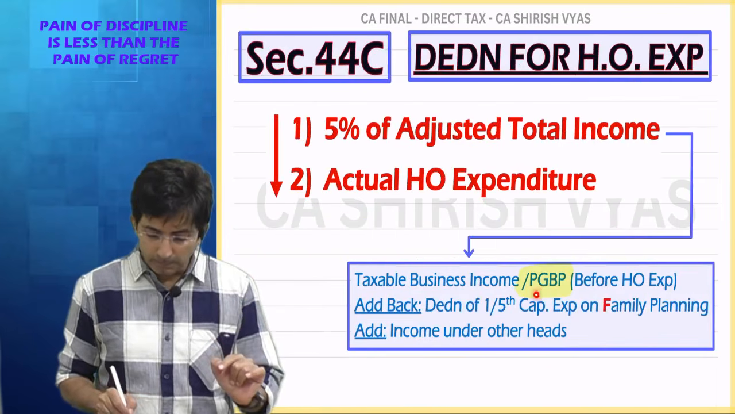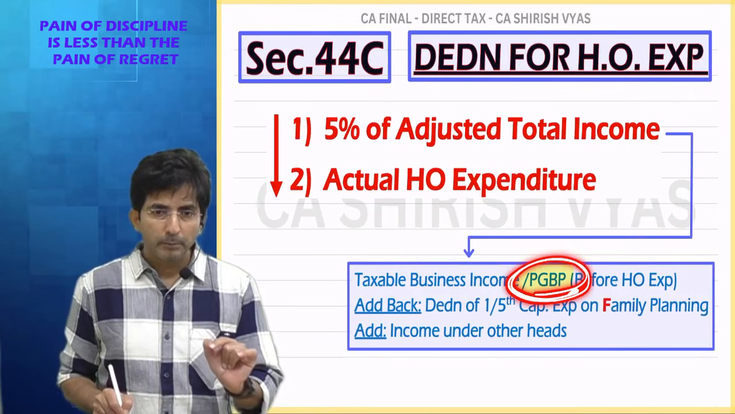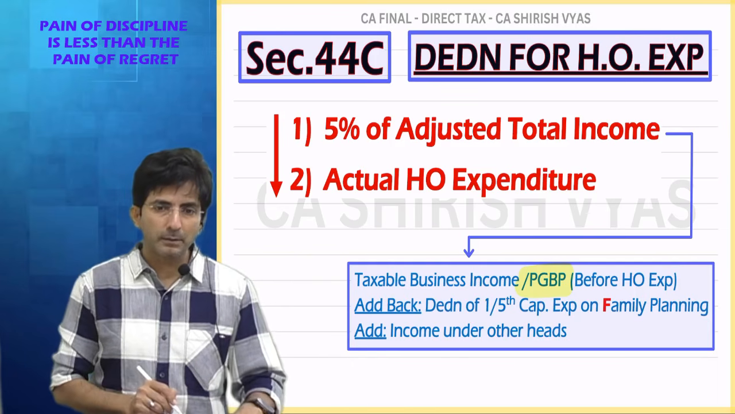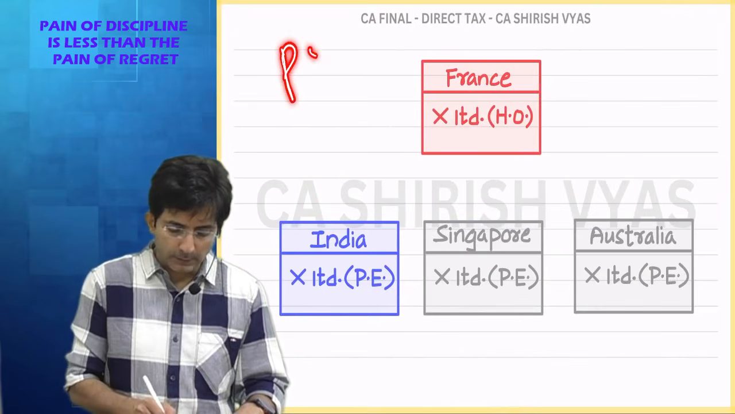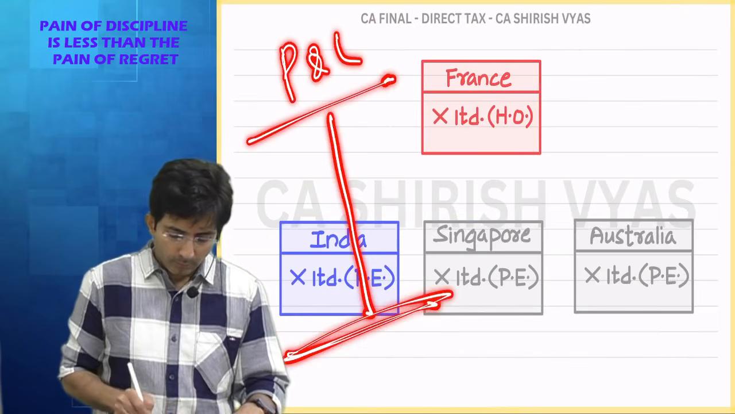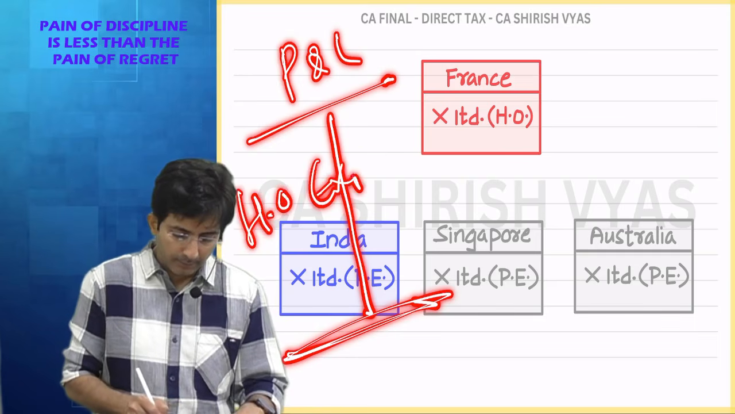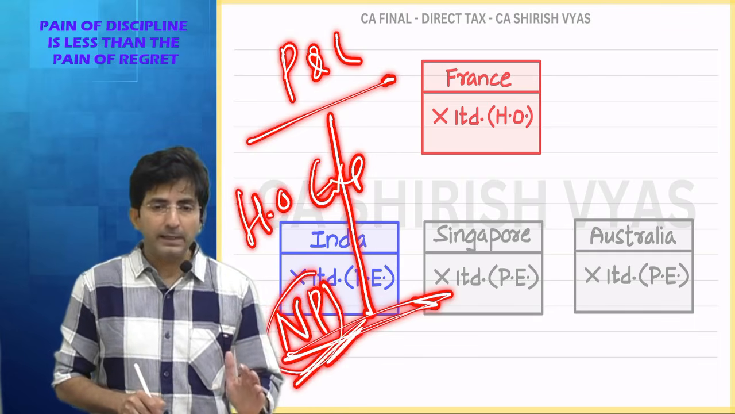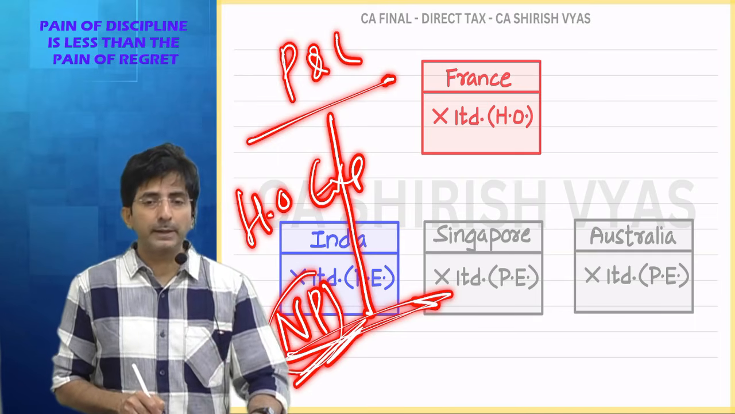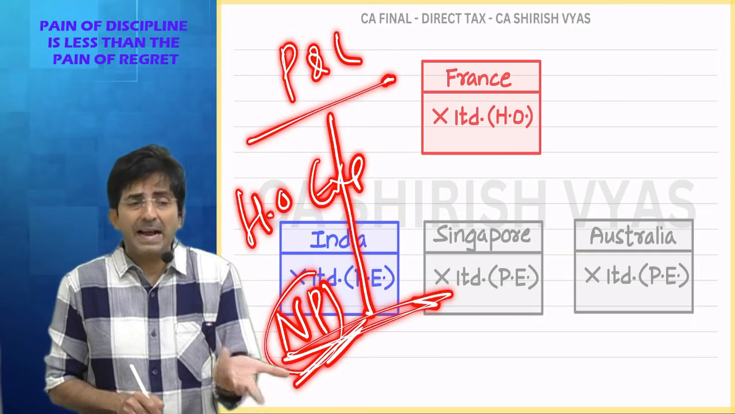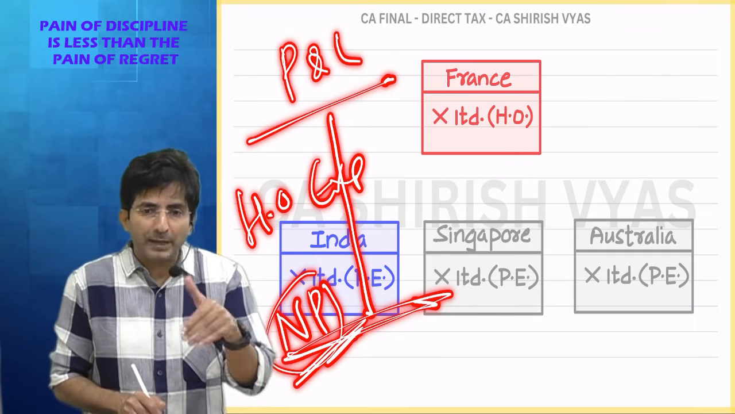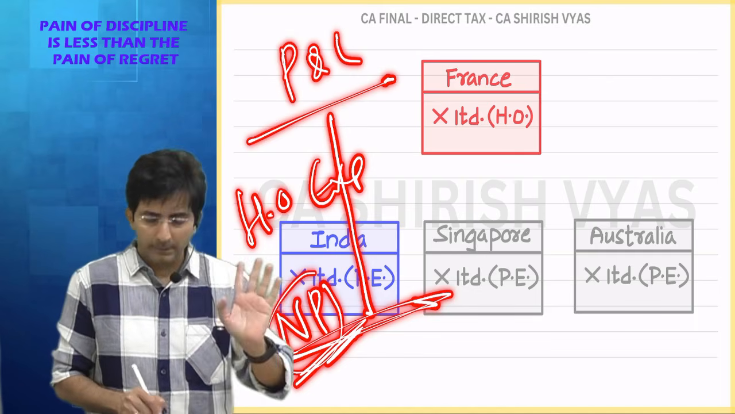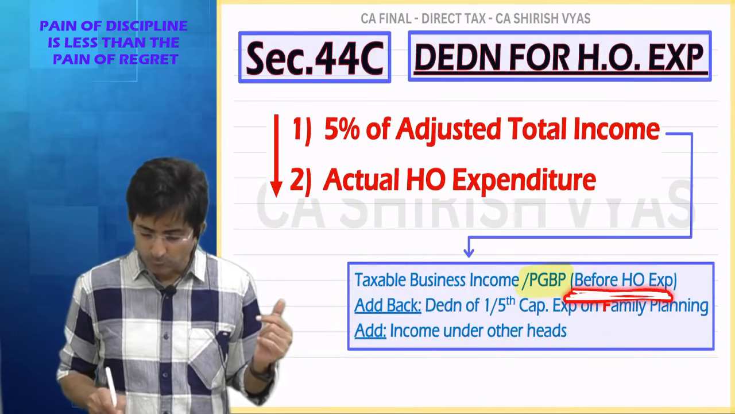But in all heads, PGBP income will be what? Before allowing HO expenditure. What do you mean by before HO expenditure? Means in the profit and loss account, whatever HO expenditure is debited, you will add back to the net profit. See, our net profit is after HO expenditure. Net means net, na? So you will add back HO expenditure because for HO expenditure only we are deciding the limit, na? So whatever is debited, reverse it. So it is called before HO expense.